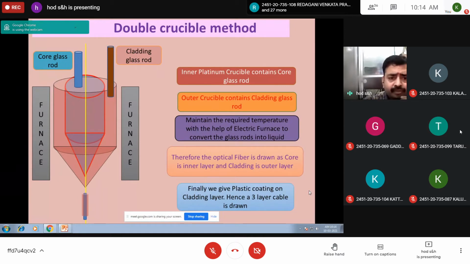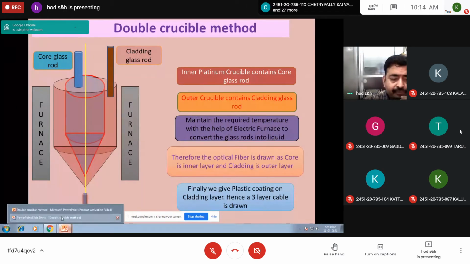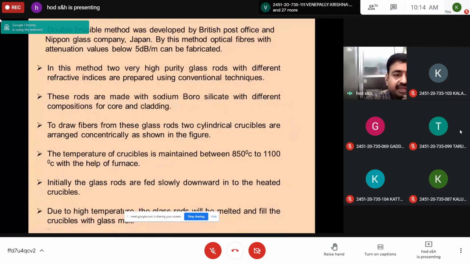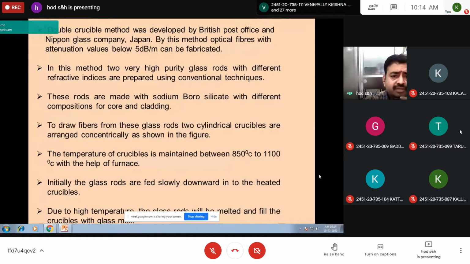Okay, double crucible method. It is a technique by which you can produce an optical fiber of desired length. And the double crucible method was developed by the British Post Office in collaboration with Nippon Glass Company. Nippon Company, Japan, is famous for fabrication of glass materials, and the British Post Office is a British communication system. Both collaborated and designed this double crucible method to fabricate an optical fiber.